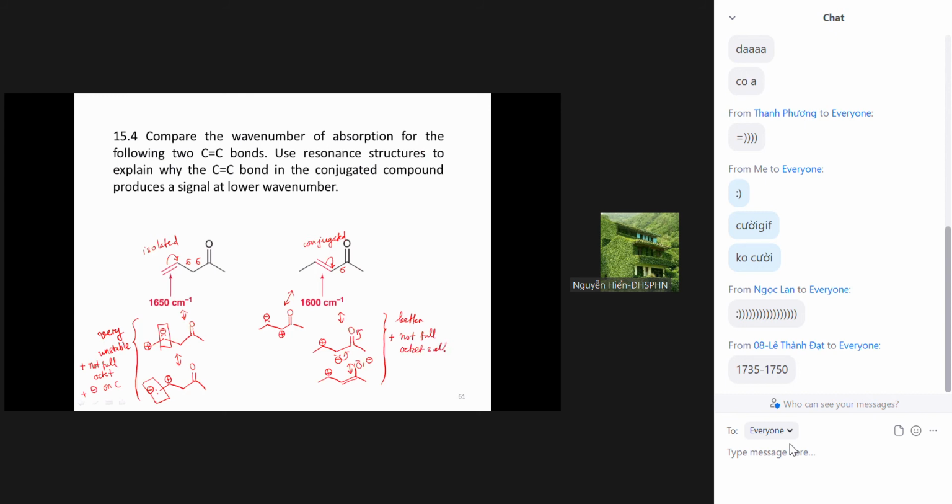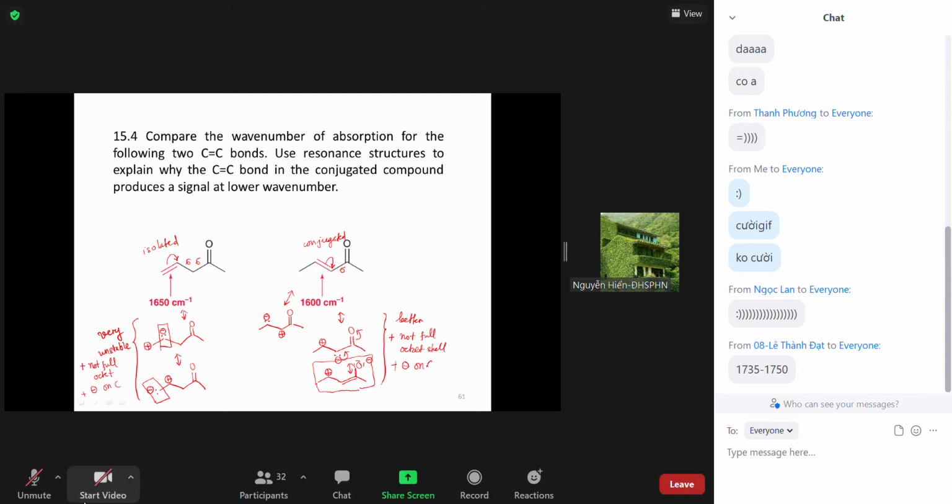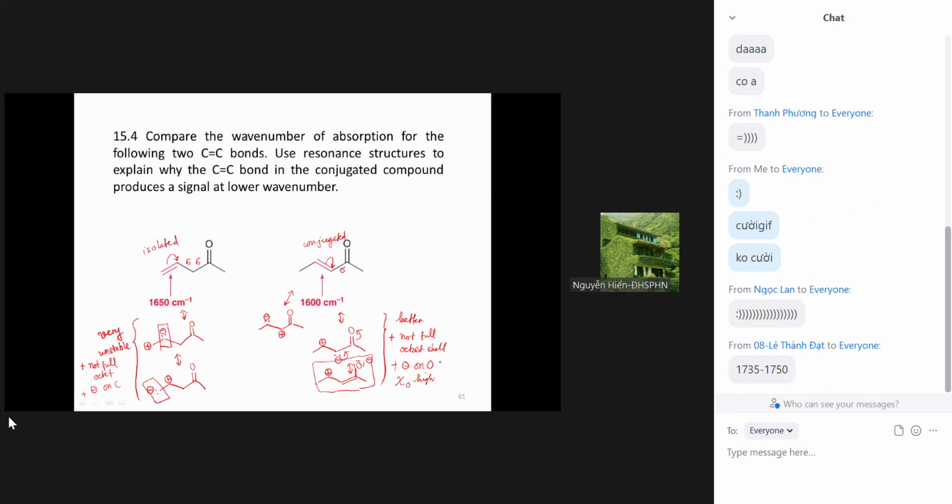But in this structure, you see that the negative charge is on oxygen, whose electronegativity is large, high. So this one is good, is okay.